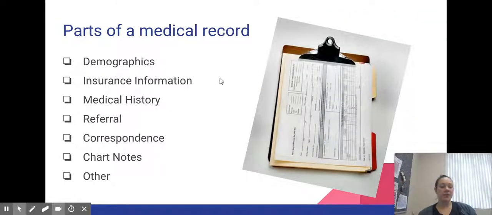There are different parts of a medical record. This is an overview; we're going to go into each one a little bit more specifically. So we have demographics, insurance information, medical history, a place for their referral, correspondence, chart notes, and then depending on what facility you work in, if it's a primary care physician, they may have other sections in theirs, or a physical therapy office, they may have other sections in there. So the other section may be more specific to the type of treatment the patient is getting at that facility.